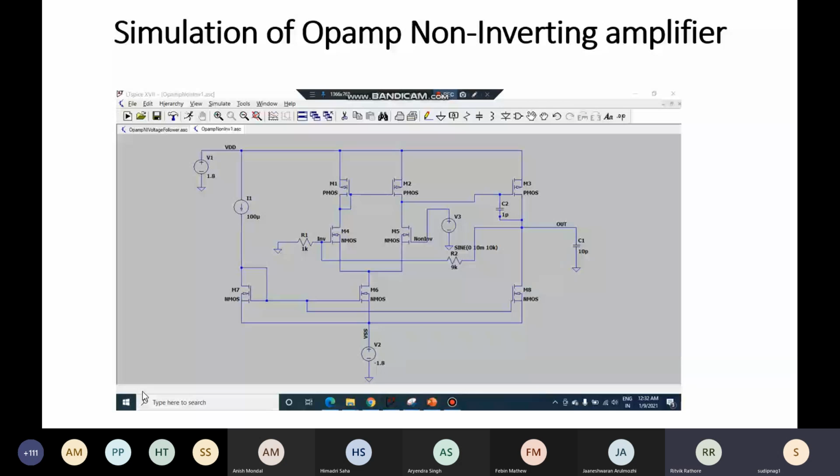And what else could be? Inverted output will be there if you connect to the input of M8, and let me think what else could be the reason. Good question. Ritvik, can you think of any other reason? So then we need a special arrangement to bias PMOS. Yes, here NMOS is getting biased by the current mirror. True. So in that case, you need another current source to bias the PMOS circuit.